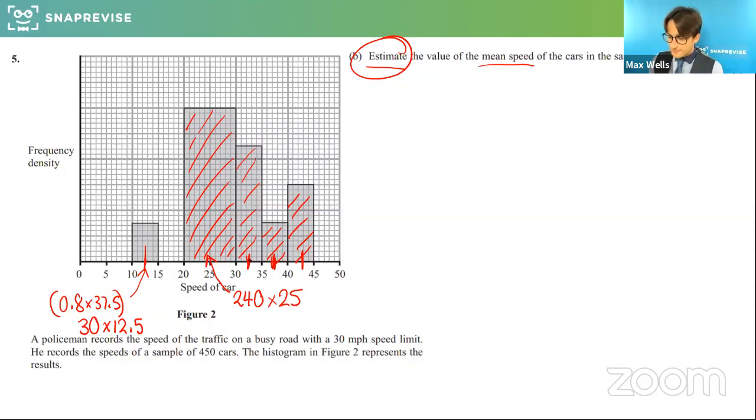Yeah, super. It's basically what you've done at GCSE, but instead of being presented to you in a table, it's presented in a histogram. So it's frequency times midpoint, and then you add them all up and divide by the total frequency, which we know is 450. Spot on. That was really good. If anyone's got an answer, please feel free to submit that now. That'd be brilliant. And we'll see how we go. So we're going to do 30 times 12.5, 240 times 25, 90 times 32.5, and so on.